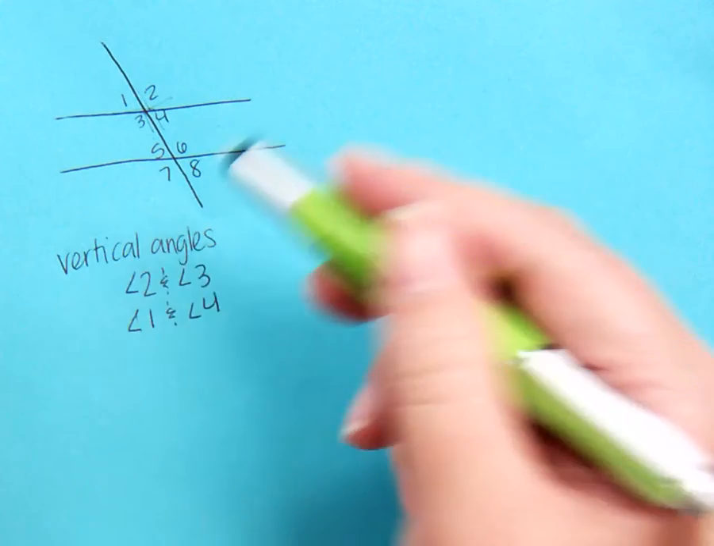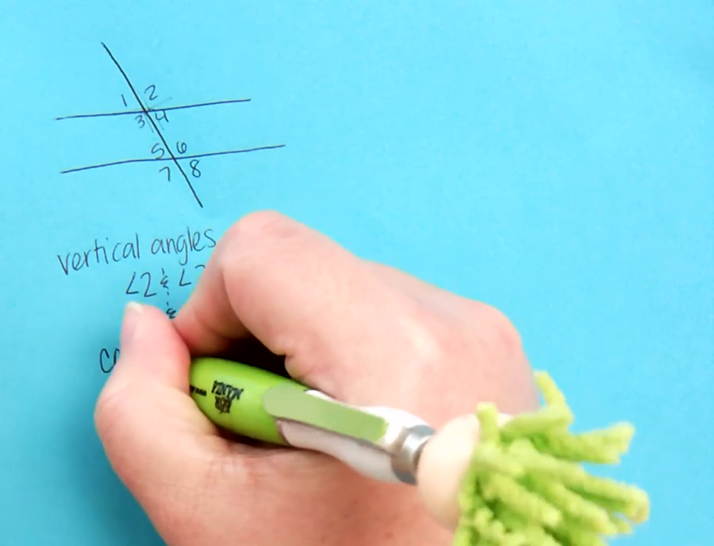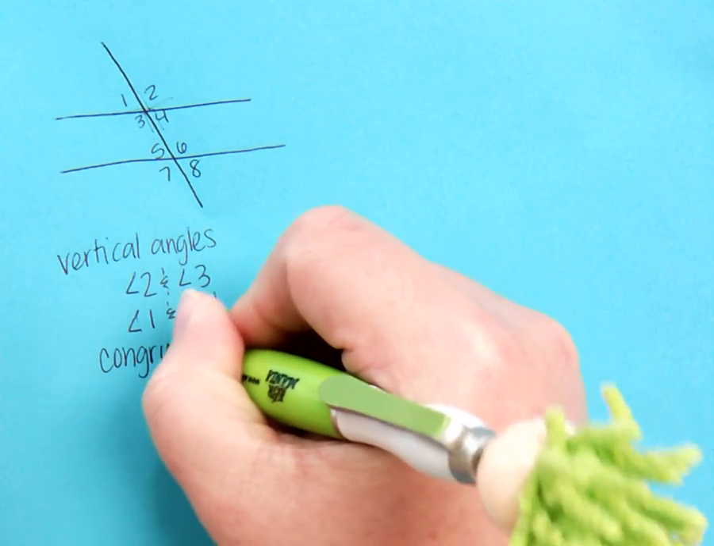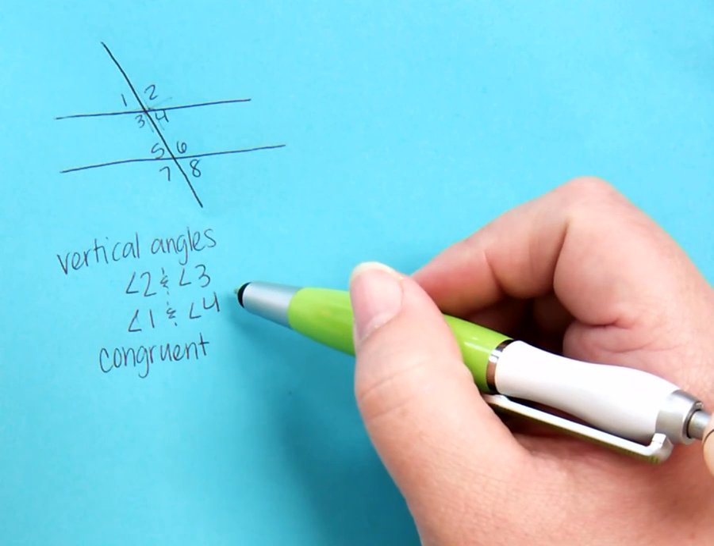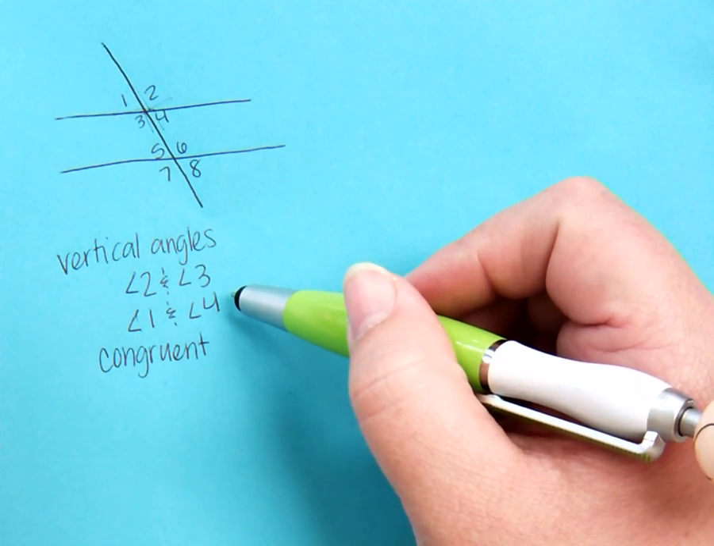All vertical angles are congruent. That means that they are the same size. So angle 2 is the same size as angle 3.